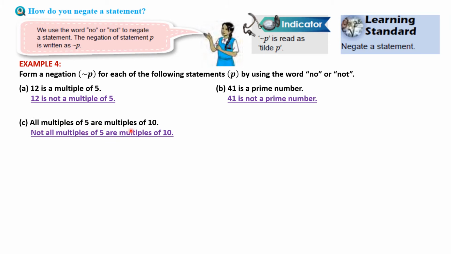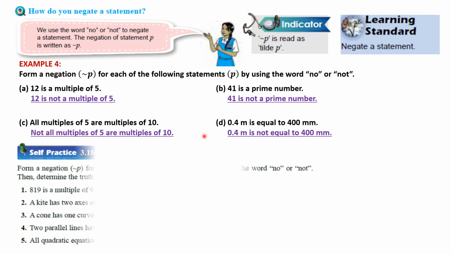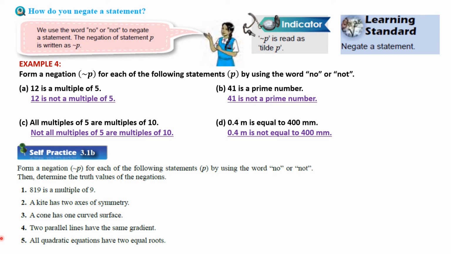We look at C. All multiples of 5 are multiples of 10. For the negation statement, we can write like this: not all multiples of 5 are multiples of 10. Now we look at D. 0.4 m is equal to 400 millimeters. So for the negation, 0.4 m is not equal to 400 millimeters. So this one is the self-practice for the negation.